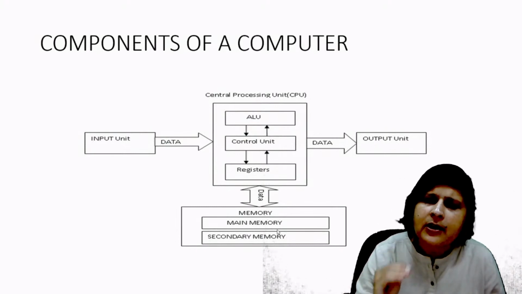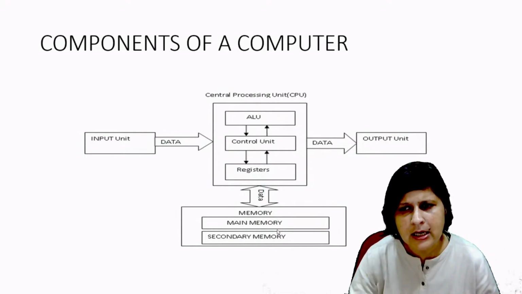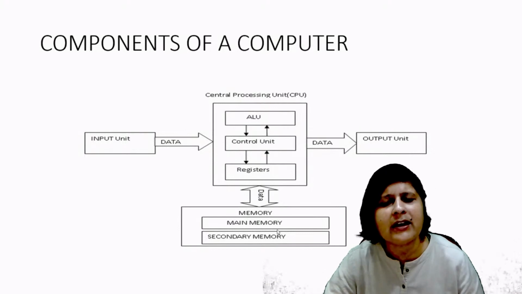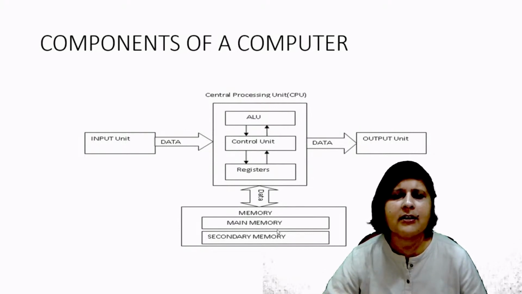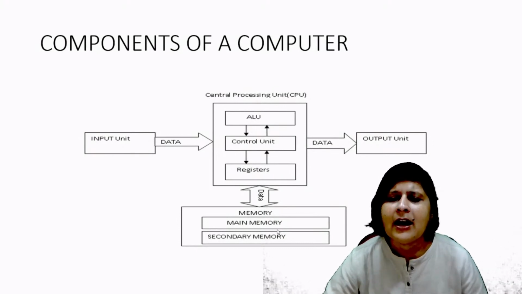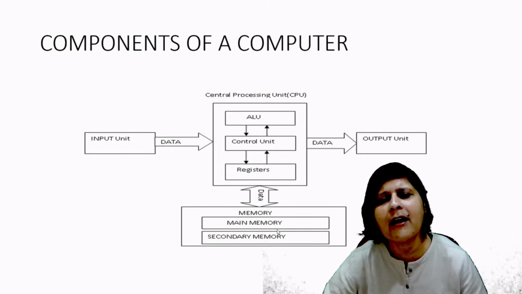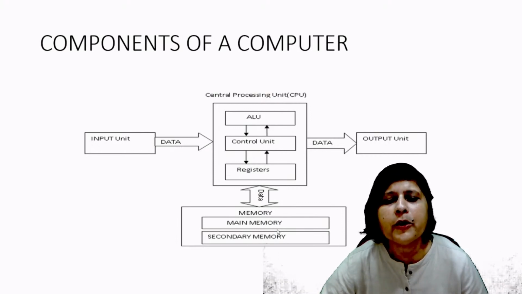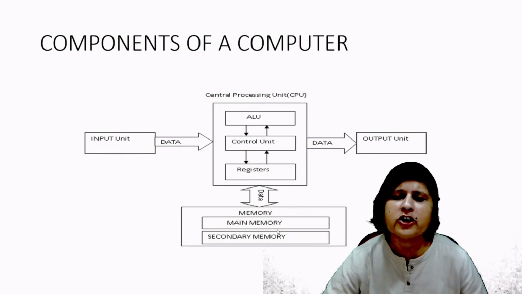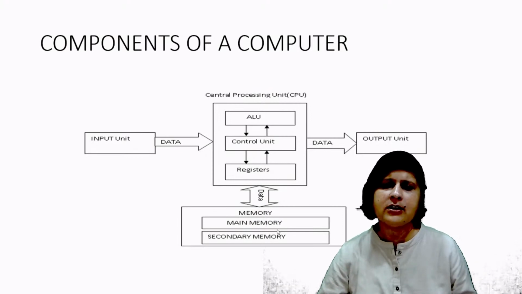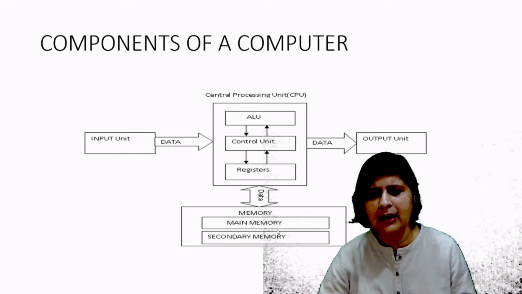The central processing unit is further divided into three parts. ALU is known as the arithmetical and logical unit. The second part is the control unit, and the third part is the register. The arithmetical and logic unit helps in computation of the programs, right? All the computational work, that is addition, subtraction, division, any computation is done by ALU.